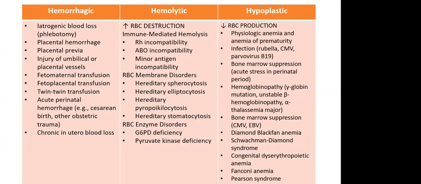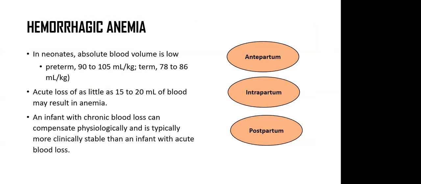So this is just tables that show some of the causes of neonatal anemia based on its pathophysiology. I will explain some of it later. So next, first we go on to the hemorrhagic anemia, which is our loss of the red blood cells.